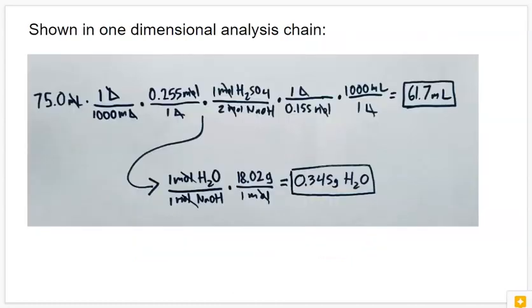All right, and if we were to show this all in one dimensional analysis chain, it would look like this. And just as a note here, this is the second step where we got the grams of water. That would be inputted at this part in the chain if you were to solve that problem instead.